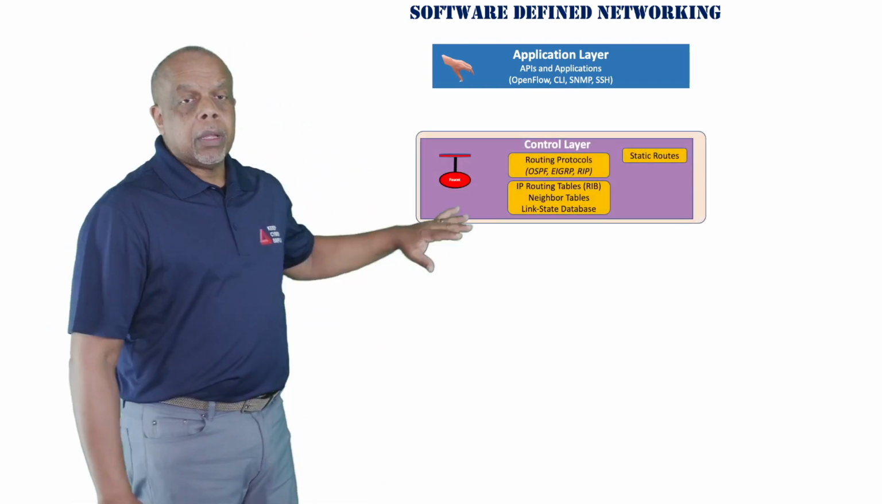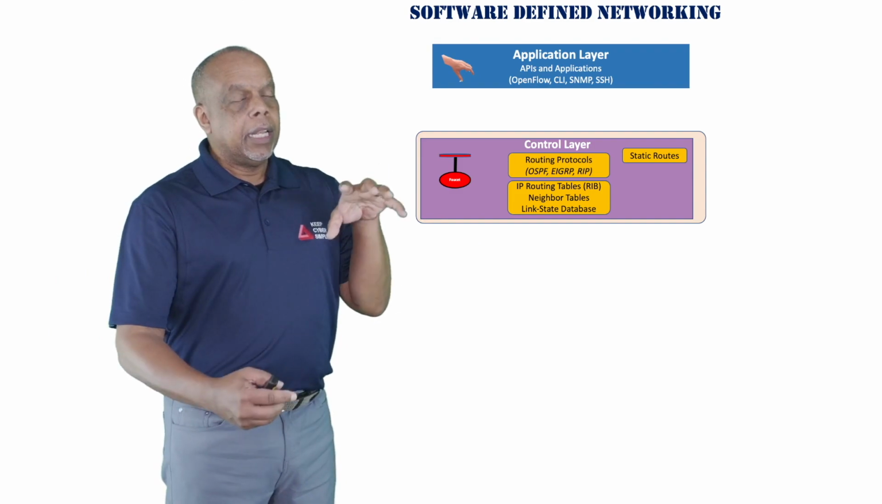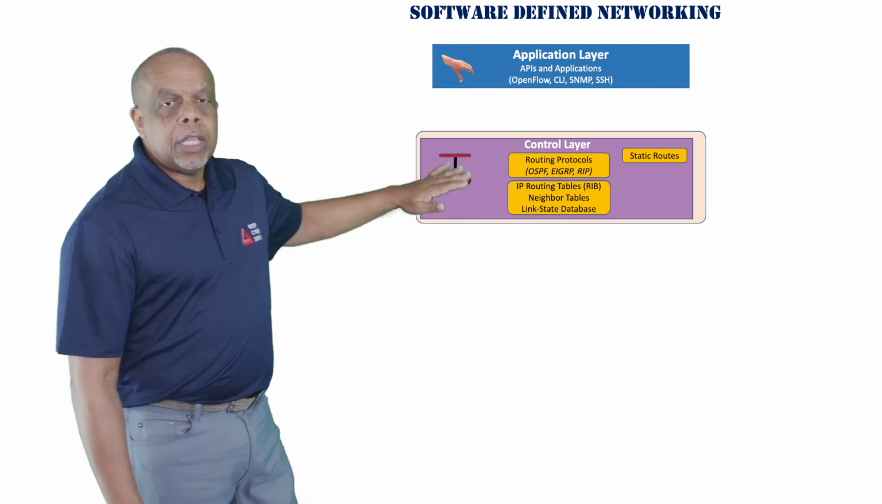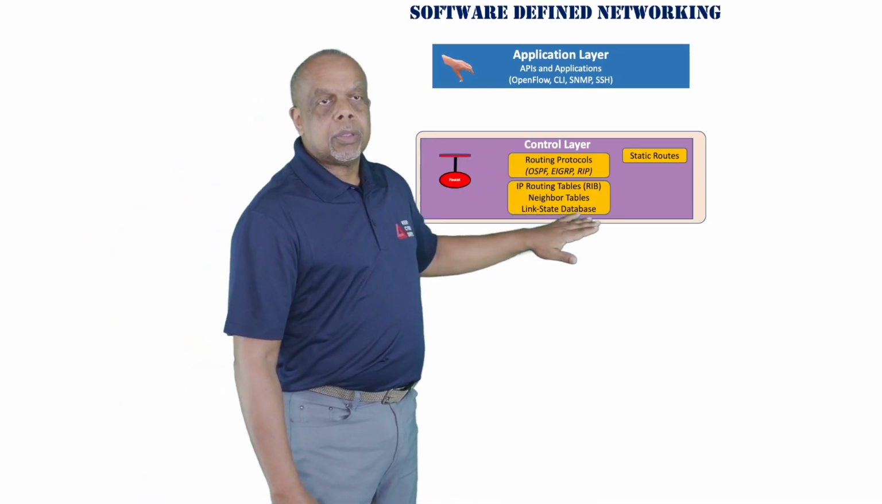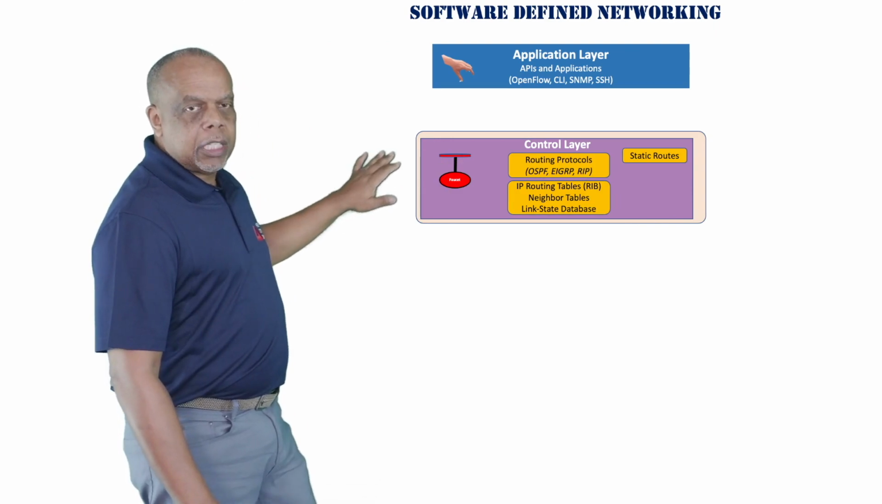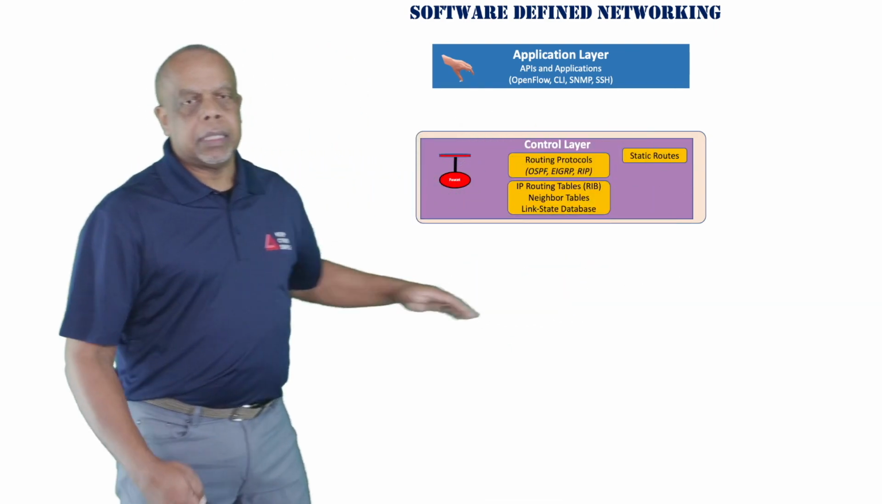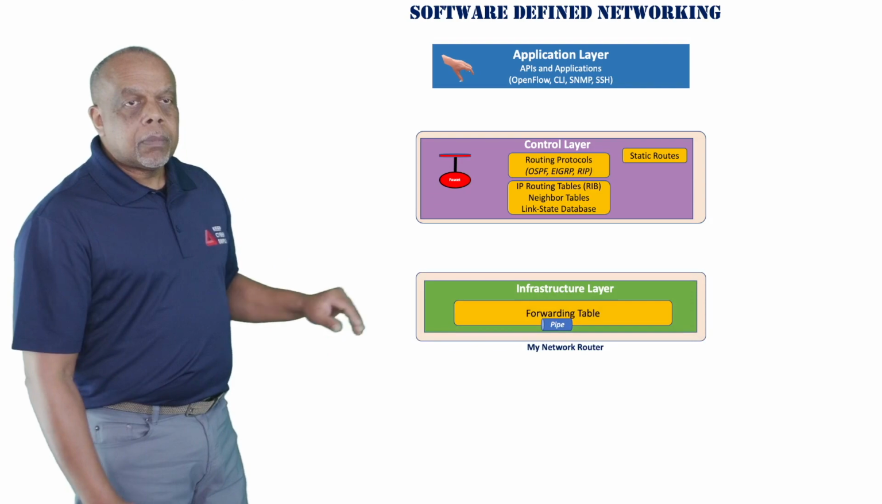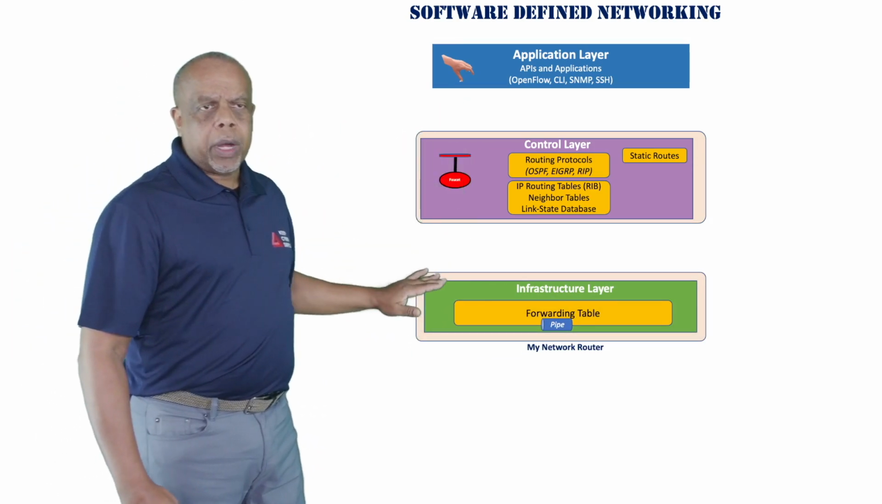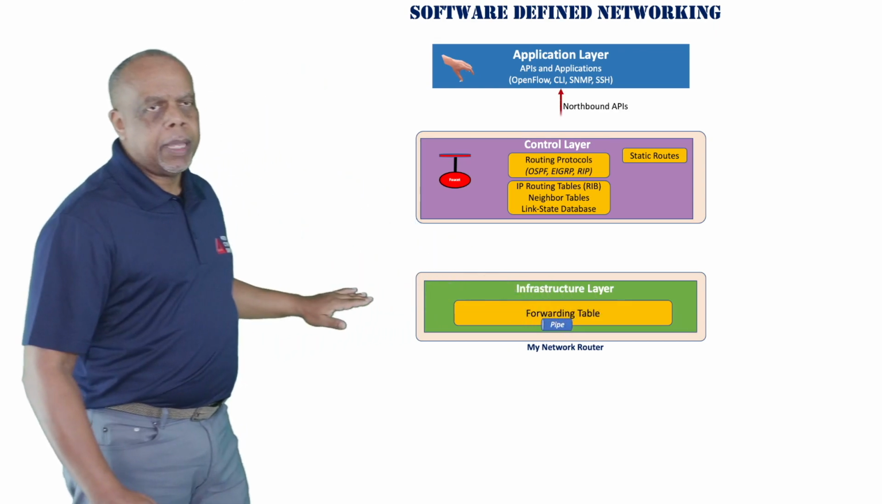Likewise, the control layer is abstracted. It is not a part of each individual router. It doesn't have to be. So now all the routing protocols, the IP routing tables or static routing, that brain piece, can be abstracted or virtualized. Now, the infrastructure layer is where our routing decisions are made.